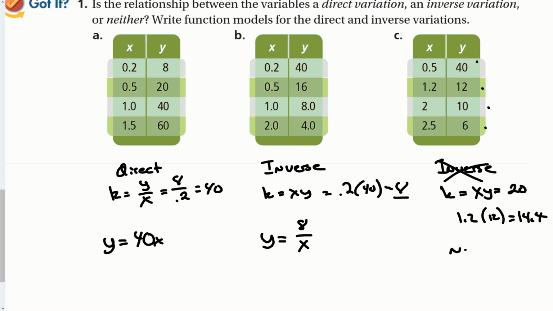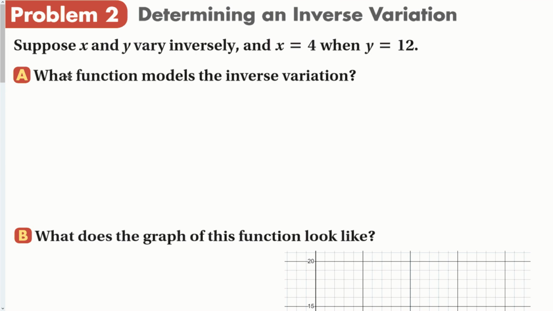It is neither. Okay. So we cannot write a formula like this if it is neither direct or inverse. It's probably still a linear relationship. We could probably do something with that, but we're not sure. All right. So let's determine our inverse variation.